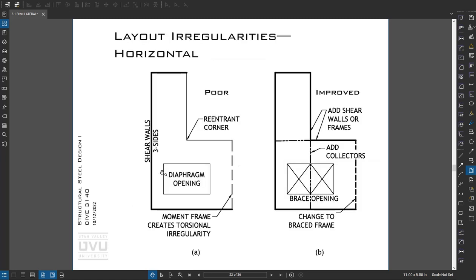Different layouts, if we have these horizontal irregularities, so say I have three sides of shear wall or frames, and then maybe a flexible frame here and then nothing, this building is going to perform far worse than a building where we've added frames and we have drag struts in the corners. So as you lay out buildings, work with the architect as early as you can to set things up in a way that are favorable for you.